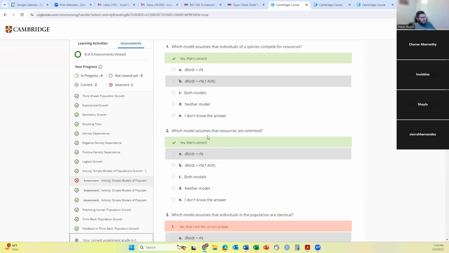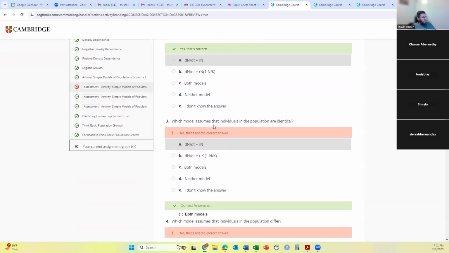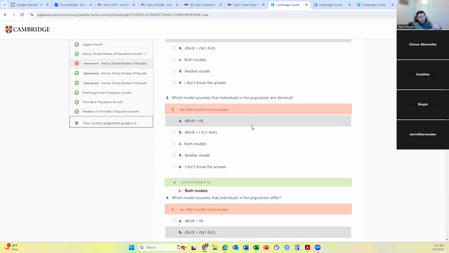All right. And we kind of talked about this one already. Which model assumes resources are unlimited? That's going to be the exponential as well as the geometric. Which model assumes that individuals in the population are identical? That's going to be both models, right? There's no difference in assumptions for reproduction or survival. So really all three, right? The exponential, the geometric, and the logistic. I don't know why they excluded the geometric in this, but it's part of this as well. So they all assume that the population are identical as far as reproductive potential and survival potential or probability.